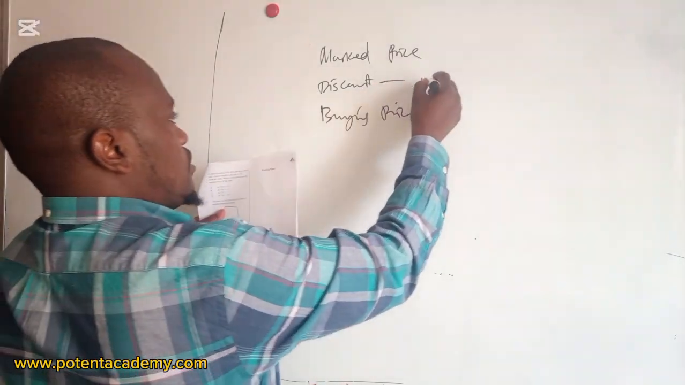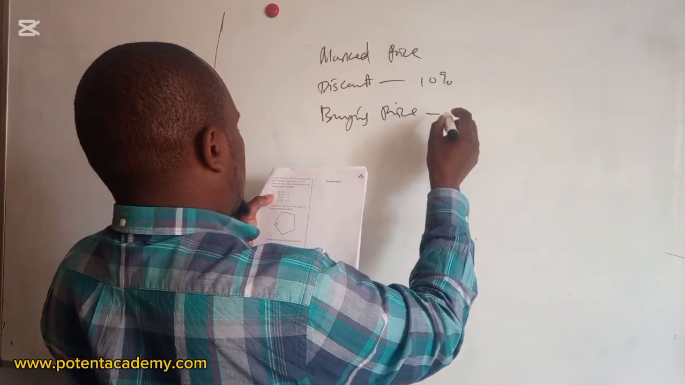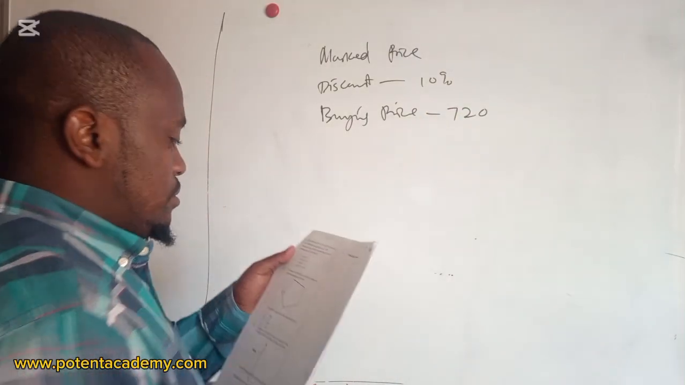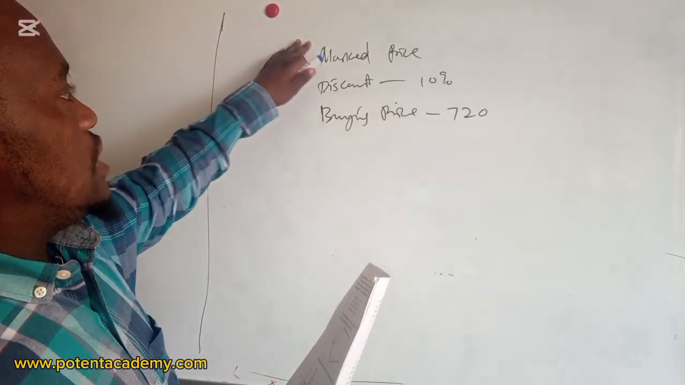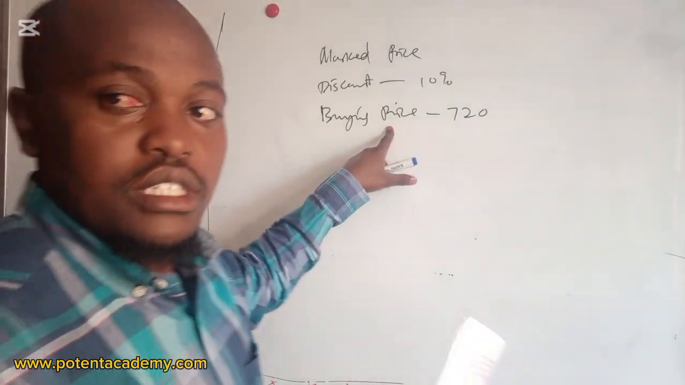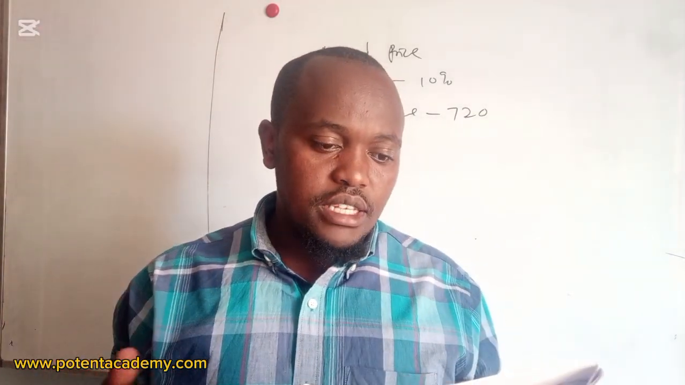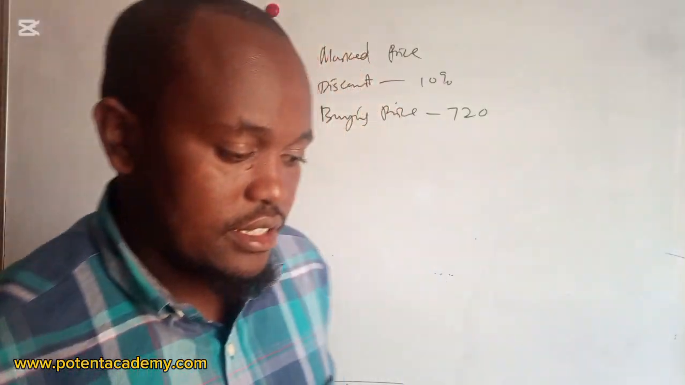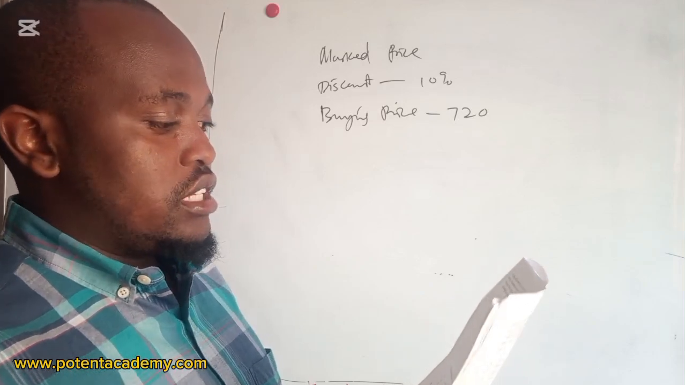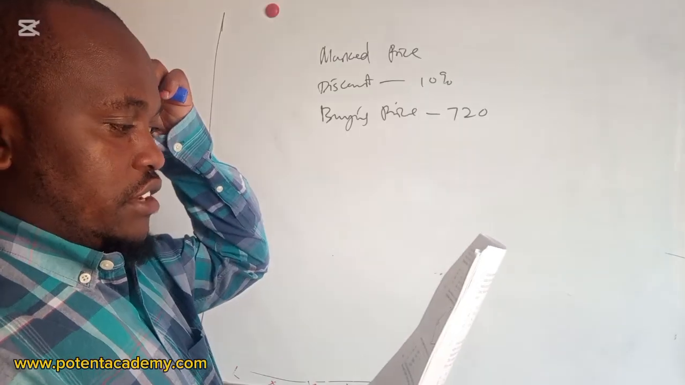So here it is provided as 10% discount. You are told that he bought the shirt at 720 shillings. So the marked price must be higher than what he paid, because discount is something that somebody cuts from the marked price and then you pay less. You pay less from what was initially the marked price. So you have several choices here.